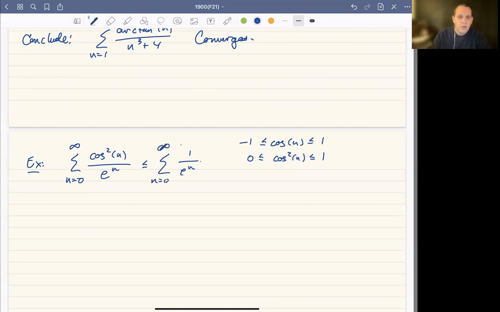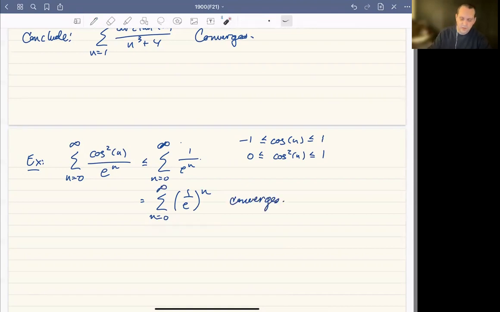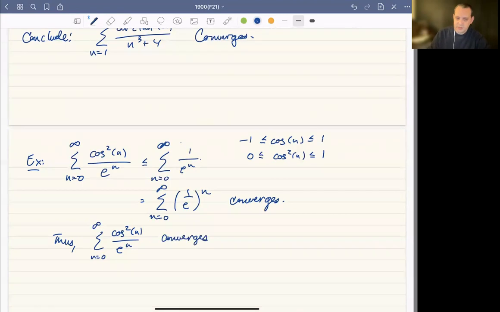And 1 over e to the n, we know converges. It's a geometric series. Its geometric ratio is 1 over e. So this is 1 over e to the n. And therefore, this converges. We actually also know what this series converges to, although it doesn't matter for this problem because all we needed was to show that the original series was bounded by it. And therefore, the original series cosine squared of n over e to the n has to converge. So this converges by use of the comparison test. That's it. It's really the entire argument there.